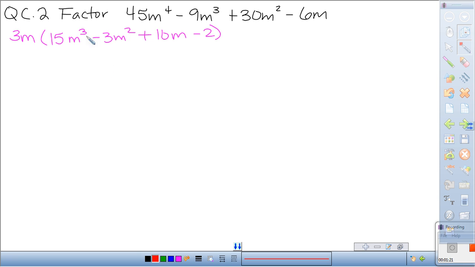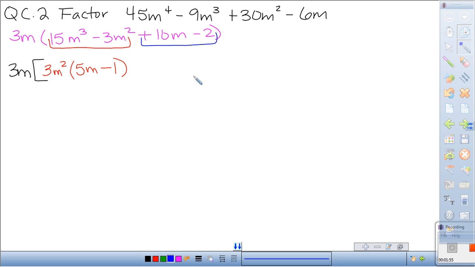Now we can factor by grouping our first group and our second group. So again, I have to keep that 3m out there. Let's not forget about our 3m. But then the rest of this, I'll just factor by grouping as usual. Find your GCF for the first group, and that GCF would be a 3m squared. 3m squared times 5m would give you 15m cubed. 3m squared times a negative 1 would give you negative 3m squared.